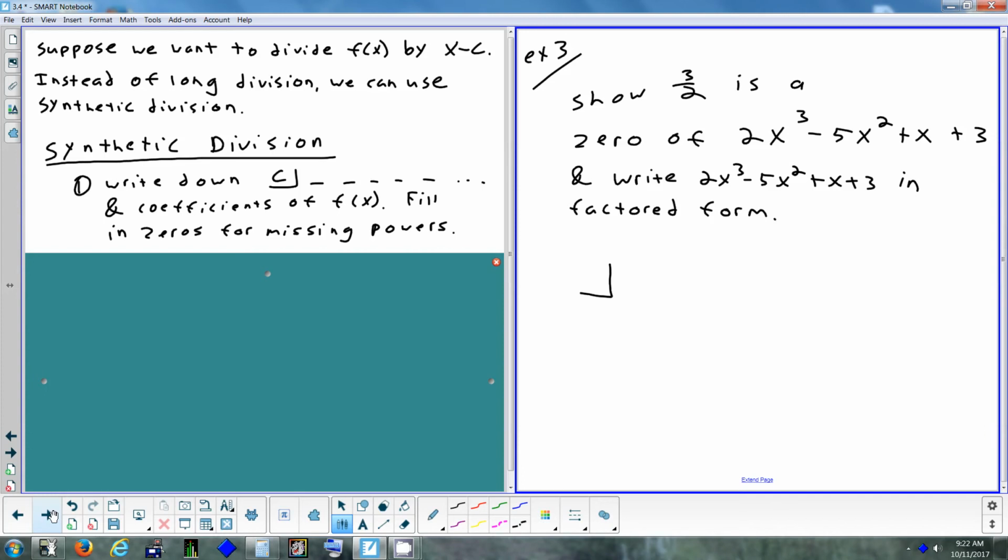So you put the number after the minus sign, and that's the key: the number after the minus sign goes on the outside of your bracket. Now I need some space. Write down all my coefficients. Am I missing any coefficients from cubed all the way down to my constant? No. So I'm going to put 2, -5, 1, 3.